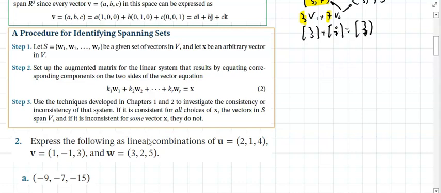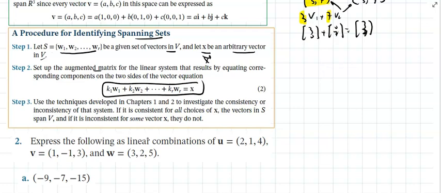Now, a procedure to identify spanning sets. Spanning sets is multiples. It's a bit confusing in the beginning. Let S consist of those vectors in vector space V. Let's say X is some random vector in V as well. Set up an augmented matrix. So when you're going to solve it, set them equal: K1 times W1, K2 times W2, all the way to K sub R times WR, set equal to X.